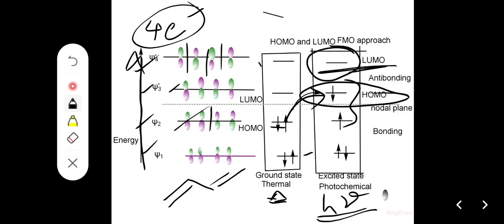So when h nu is introduced, psi 4 star is LUMO and psi 3 star is HOMO. Okay, sometimes this singly occupied HOMO can also be considered as SOMO, that is, the singly occupied molecular orbital. Okay.